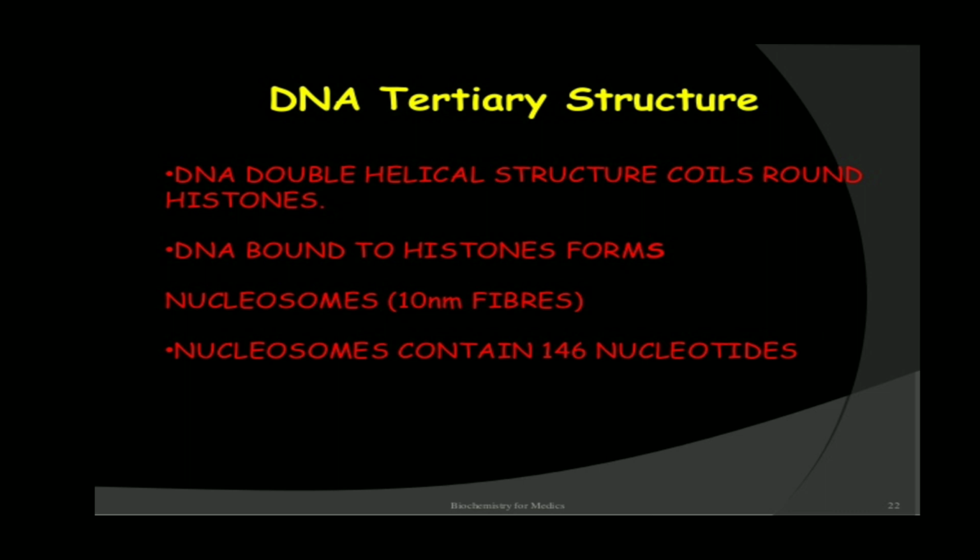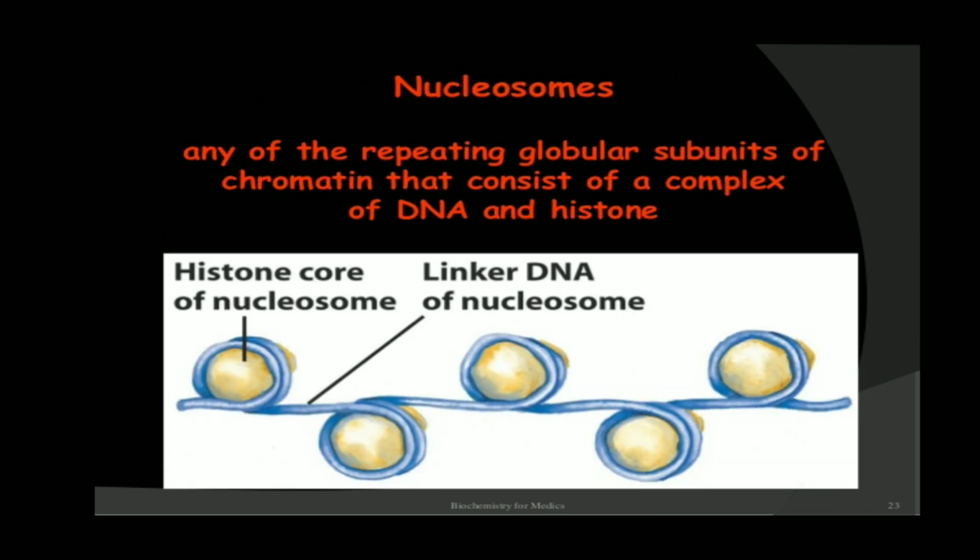So this is the tertiary structure of DNA. We have seen the secondary structure, and now we are going to learn about the tertiary structure. The DNA double helical structure coils around histone proteins, which are found in the structure of the DNA. DNA is bound to these histone proteins in nucleosomes, which are about 10 nanometer in size. A single nucleosome contains 146 nucleotides. So what are these nucleosomes? That we are going to see.